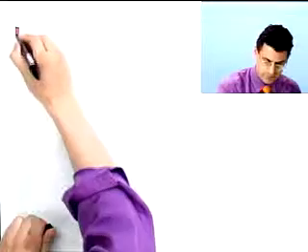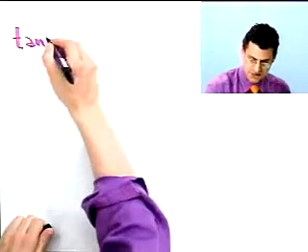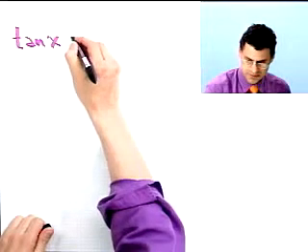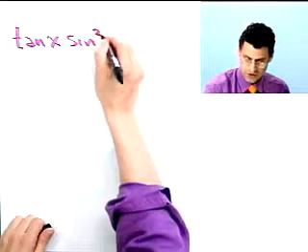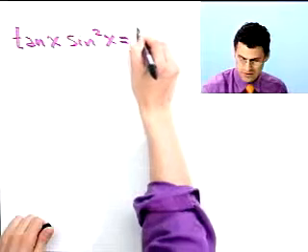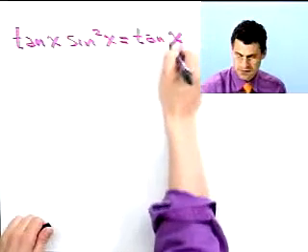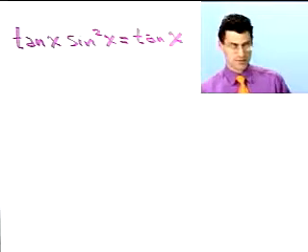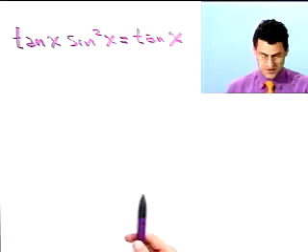Okay, well, let's take a look at solving some more of these kind of trigonometric equations. So here's one let's examine. Tangent x times sine squared x equals tangent x. Let's solve this and see what values of x will satisfy this.